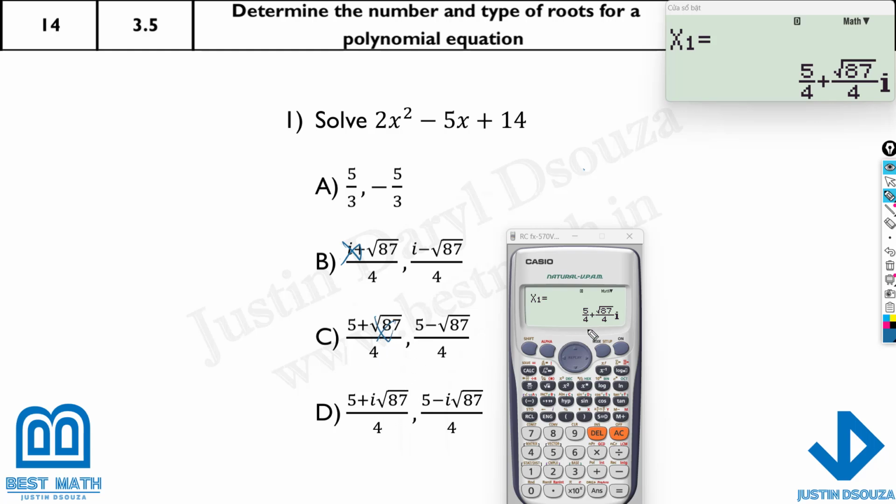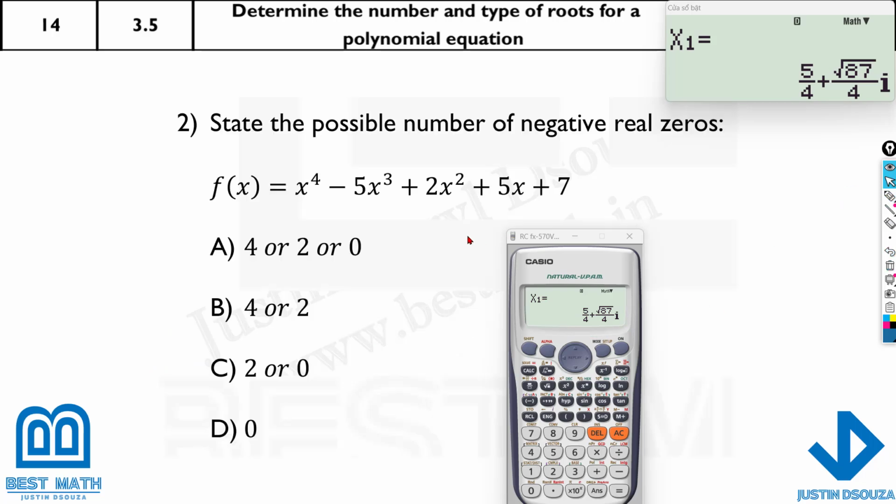But how do we write this and this? It's the same thing, we can split out this 4, so it'll become 5 by 4 plus square root 87, here we go, 87 by 4. And this i, instead of writing beside it, we can write it after it. And that is how it's written in the calculator. So we can match them up. So here is option D. That is the correct answer.